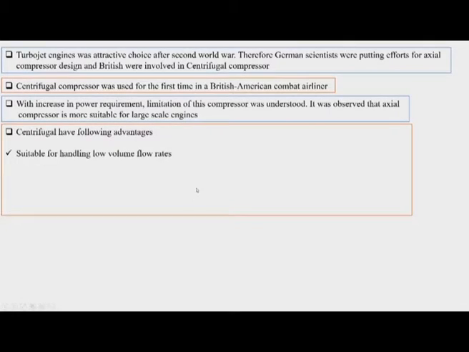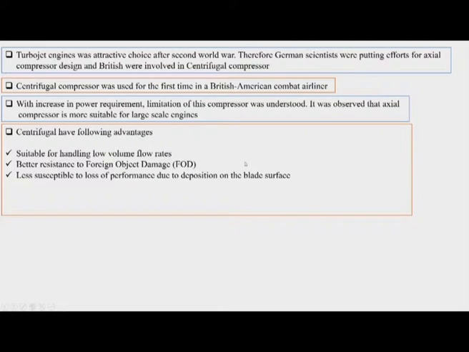But still, centrifugal compressors have certain advantages. First, it is suitable for handling low volume flow rates. Basically, that turned out to be a disadvantage in the above point, but the point is that it is efficient. If we are trying to handle low mass flow rate or low volume flow rate, the centrifugal compressor handles it efficiently. Then it has good protection against foreign object damage, which is FOD.